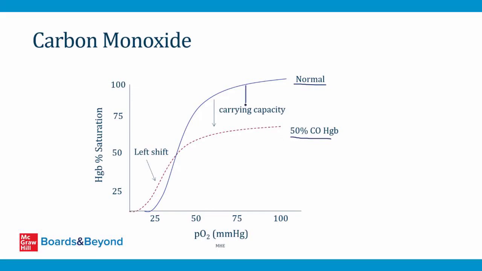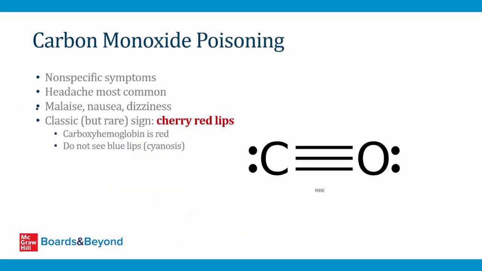So first of all, the carrying capacity of hemoglobin is reduced. That's that functional anemia created by carbon monoxide blocking oxygen binding sites. And then the curve is shifted left, so whatever oxygen is bound by hemoglobin is less able to be released into tissues. So patients exposed to carbon monoxide usually develop nonspecific symptoms.